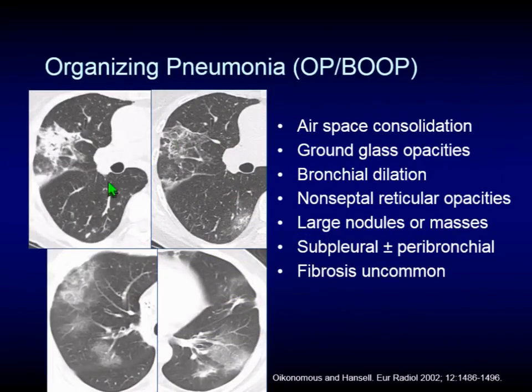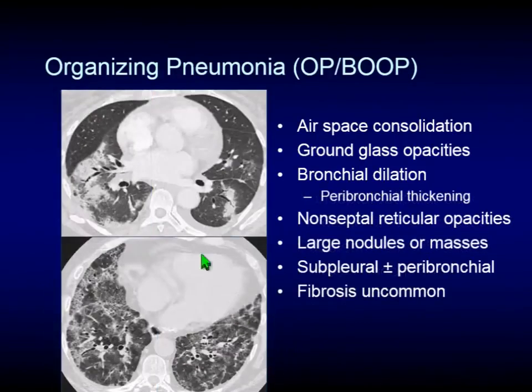So here we see some of the common things. Here we see a consolidation, airspace attenuation. After treatment, there's a little residual ground glass that ultimately will probably resolve. And here we see more extensive ground glass in a different patient. We see the bronchial dilation in the areas of heavy involvement and even a little peribronchial thickening, which is not unusual.